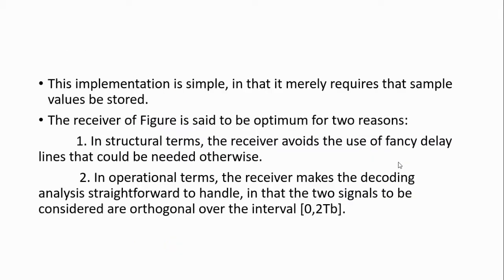Here the implementation is very simple, and it merely requires the sample value to be stored. And the receiver in the figure is optimum for two reasons. In structural terms, the receiver avoids the use of a fancy delay line, and in operational terms, the receiver makes the decoding analysis straightforward to handle. The two symbols are considered orthogonal to each other over the interval 0 to Tb.